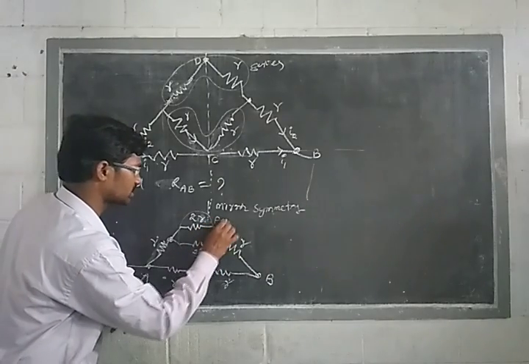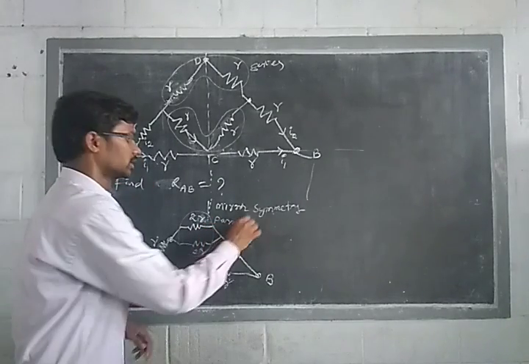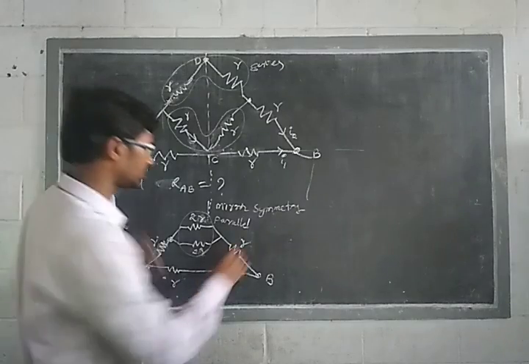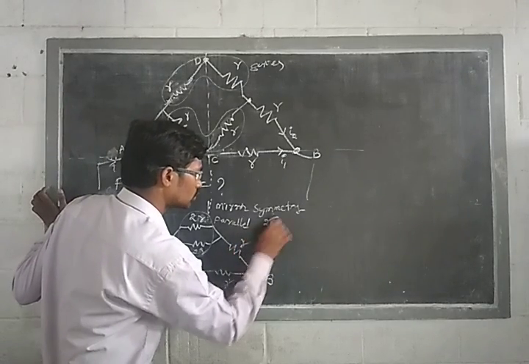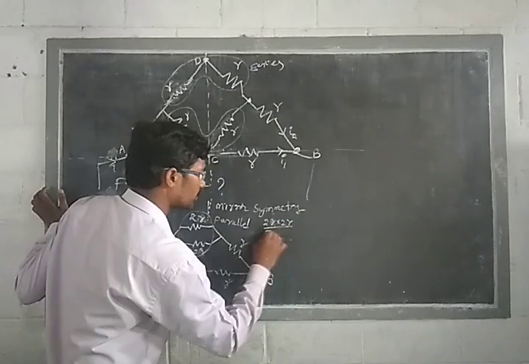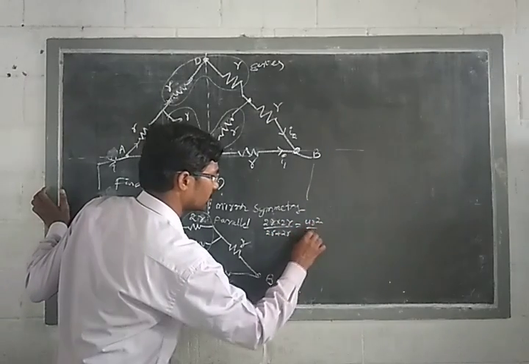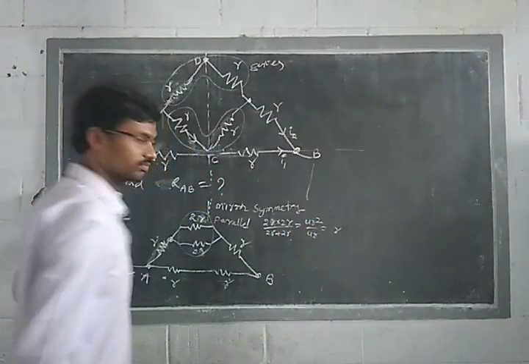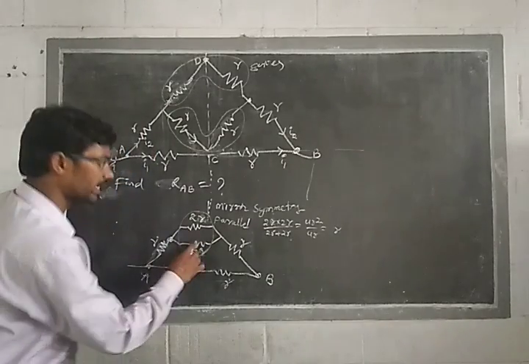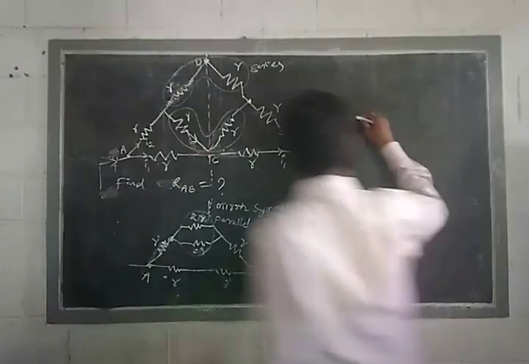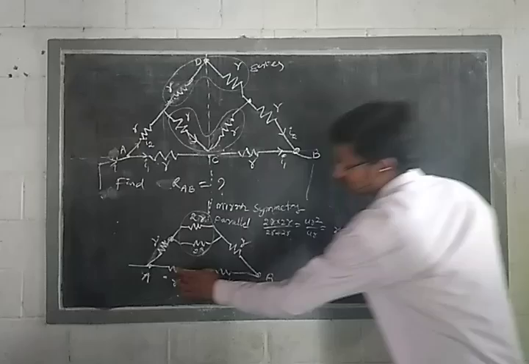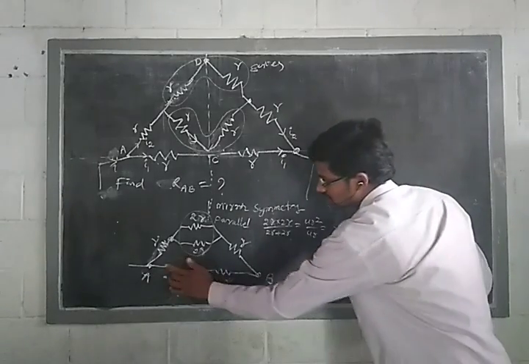Yes, parallel combination. These two are in which combination? Parallel combination. In parallel combination, what is the equivalent resistance? 2R into 2R by 2R plus 2R, which is 4R square by 4R, equal to R. So instead of these two, we can replace with a smaller R. Let me read again. Again, you can see that these two resistors are in which combination? Series combination.